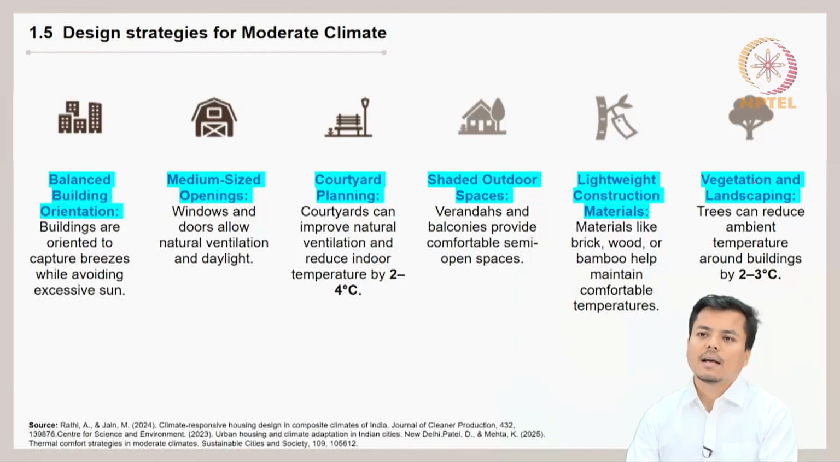Courtyards are added because they help in natural ventilation and reduce the indoor temperature. Further, shaded outdoor spaces like verandas and balconies provide comfortable semi-open spaces, which also helps in enhancing thermal comfort. Then lightweight construction materials are used along with vegetation and landscaping to improve air circulation in the space.